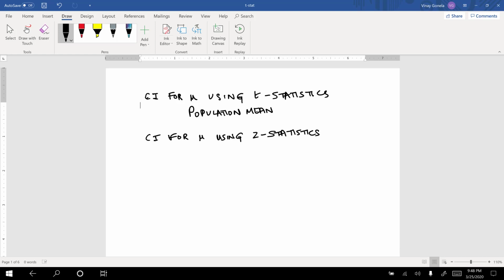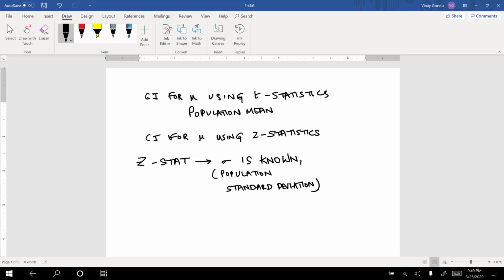One of the primary questions in this is when to use z and when to use t. The z stat is usually used when sigma, which is population standard deviation, is known. At the same time, when this is known, you will have n, or the sample size, greater than or equal to 30. So that is when you will be using z.